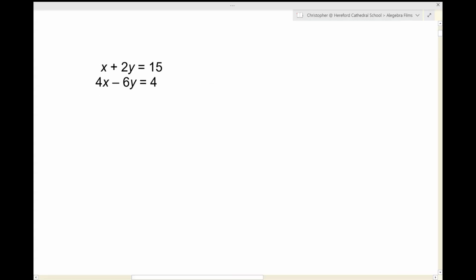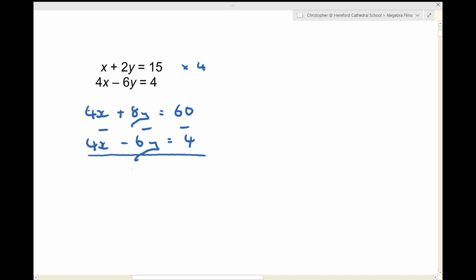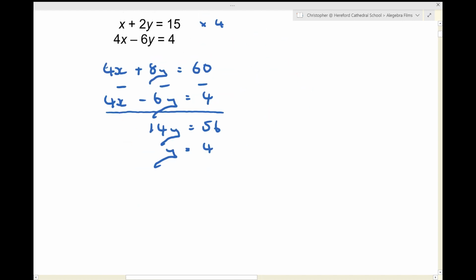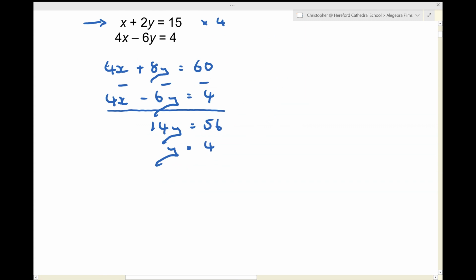Let's get the x's equal and then we'll subtract the equations. So I'm going to multiply that top equation by 4. Gives me 4x plus 8y equals 60. Copy down the other equation, which has already got 4y in it. I'm subtracting the equations. Be careful, minus and minus is a plus. 14y equals 56. Use your calculator if you want to. y equals 4.